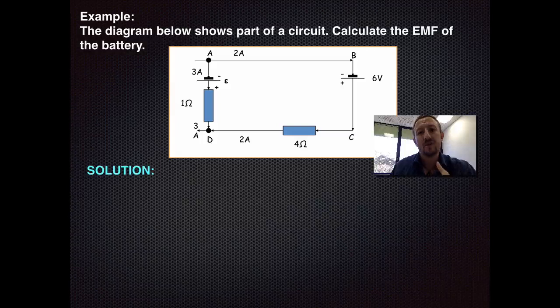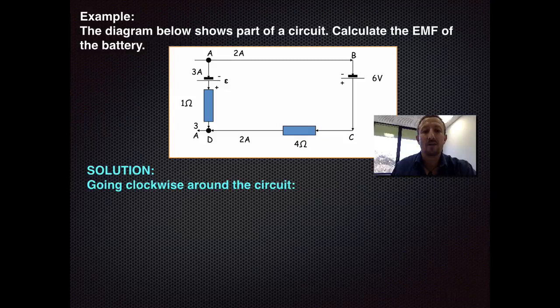So what we do, we start off on one side and we go round in a conventional direction. We're going to go clockwise round. You can see the arrows going clockwise round. So we're going to start off by looking at B and C. So to go from B to C, I go negative to positive. By going negative to positive, the voltage is plus 6 volts. I gain the energy, so it's a positive. Then I go C to D.